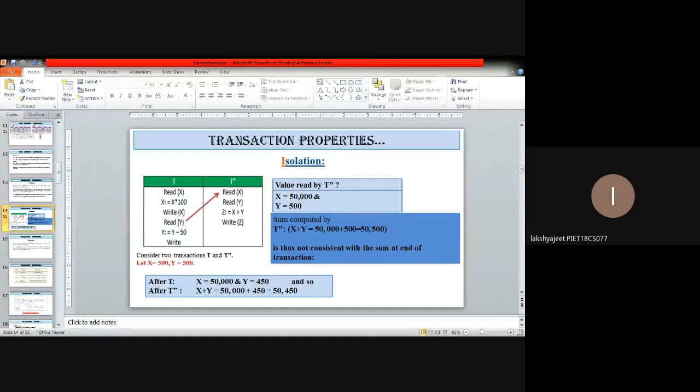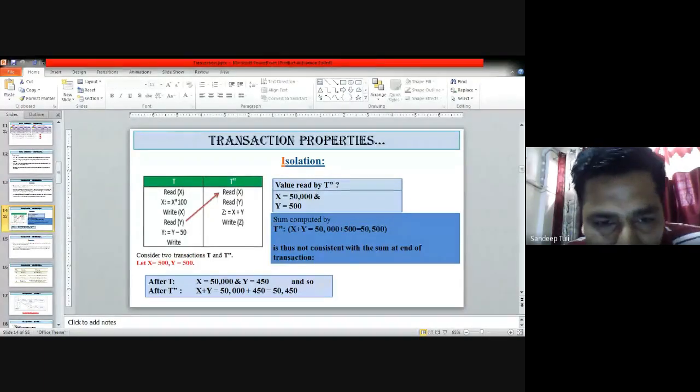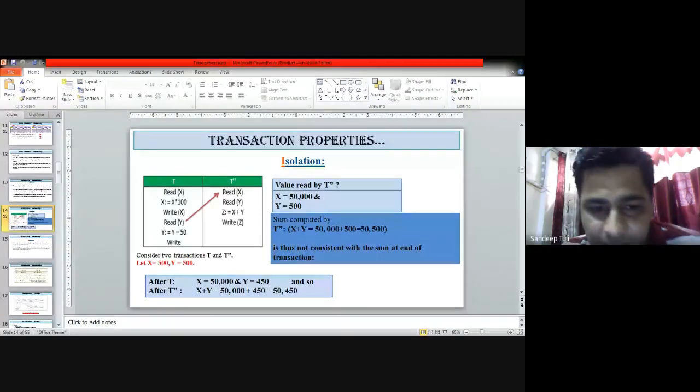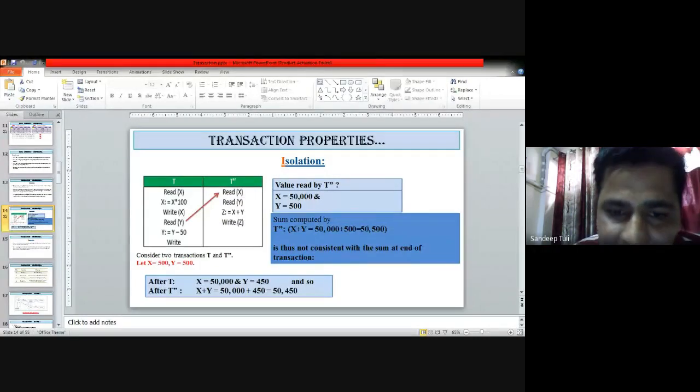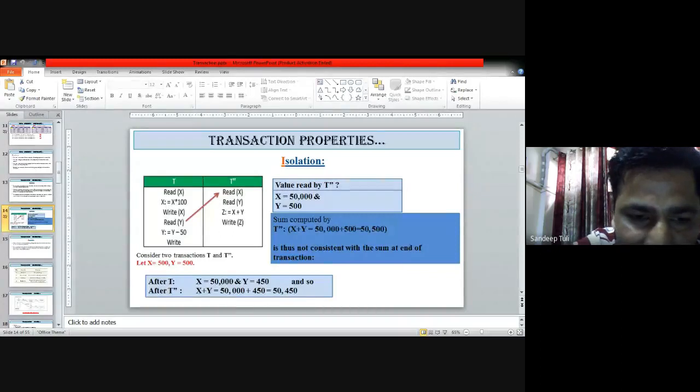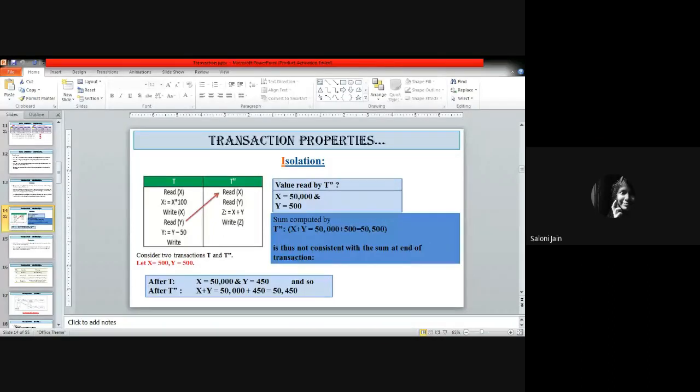Yes sir. Is it okay now? Until and unless the variable has been changed by a previous transaction, it will remain the same for the next transactions. Once it has been modified, once it has been written, the changes will be visible to the next transaction T double dash. Like in this case, x has been changed, but y is not changed. So changes to x are visible, but changes to y are not visible to T double dash.